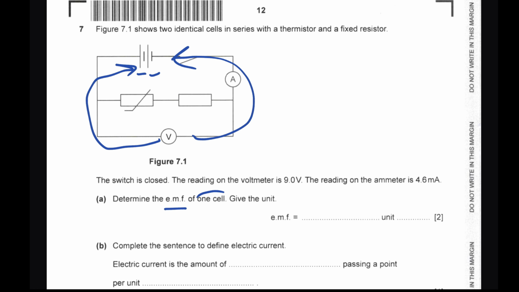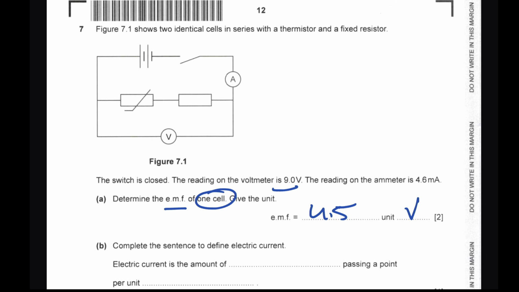Determine the EMF of one cell. So, a very, very common mistake. You might end up writing 9, but it's not, because 2 times 4.5 is 9. So each one is 4.5 and the unit is volt, obviously. Let's rub all of that out. We're going to need space.